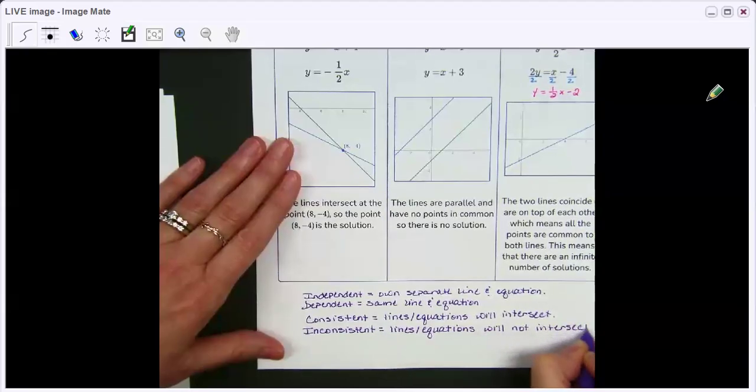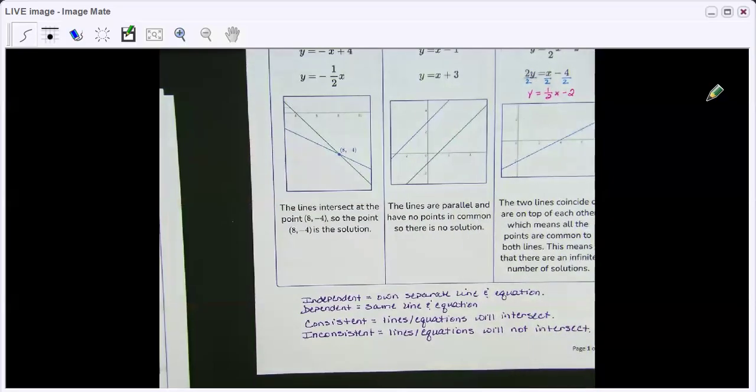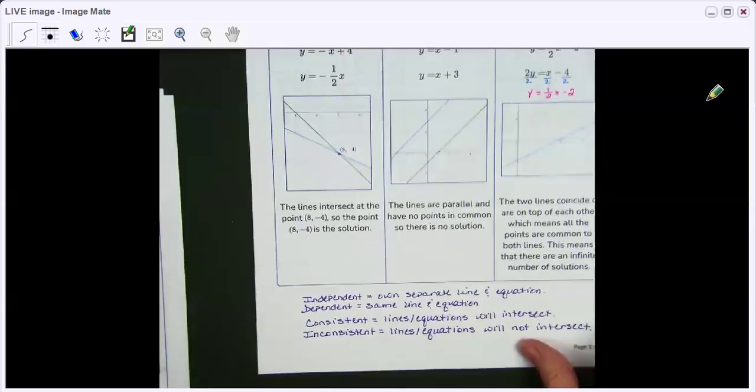So when you're classifying the types of systems, you'll need to know these vocabulary terms, the types of lines they form, whether intersecting, parallel, or coinciding, and the number of solutions: one solution, no solution, or infinite solutions. That's what this whole lesson is about, being able to identify the types of systems we have. So let's go to the next page. And you might need to go back and refer to all that vocabulary on the front.